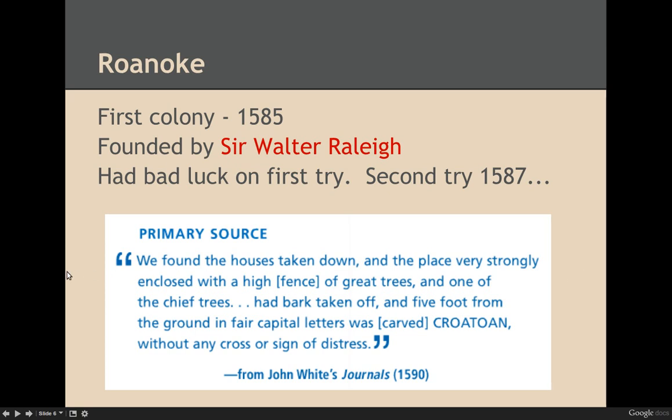He wrote that we found the houses taken down and the place very strongly enclosed with a high fence of great trees, and one of the chief trees had bark taken off, and five foot from the ground in fair capital letters was carved Croatoan, without any cross or sign of distress. So this is all they had. They went to the site of the colony and they found Croatoan carved into the bark. It's kind of a fascinating idea, but nobody really knows what happened. It's kind of lost. So it was not the first permanent colony, but it was the first colony.